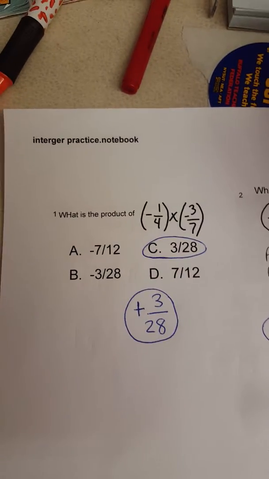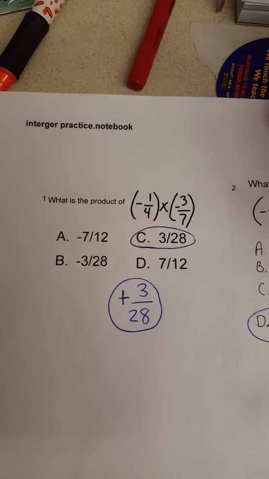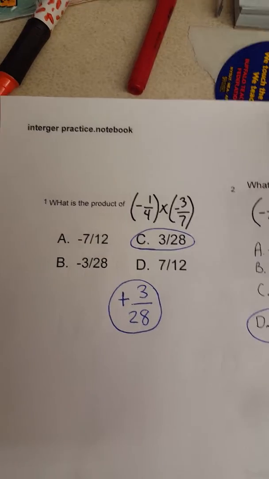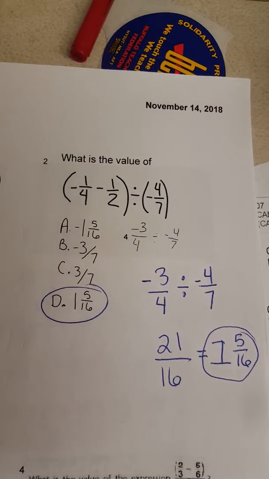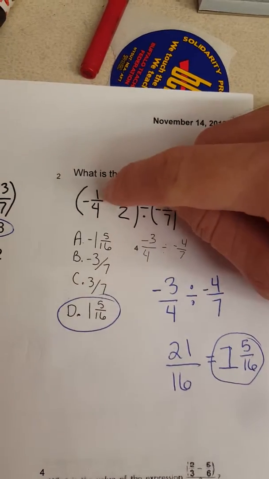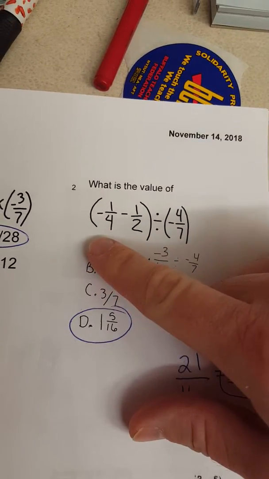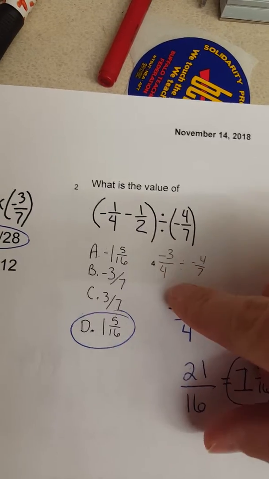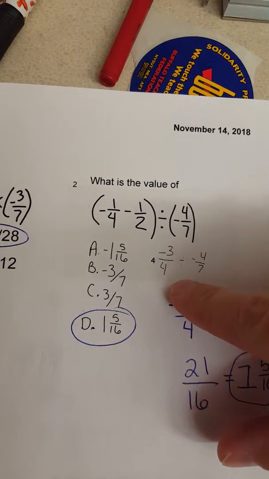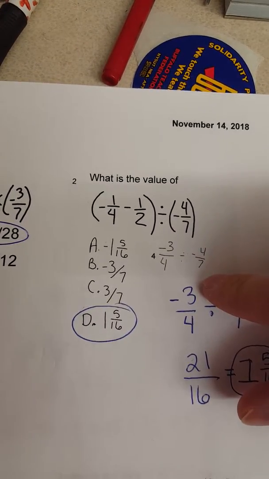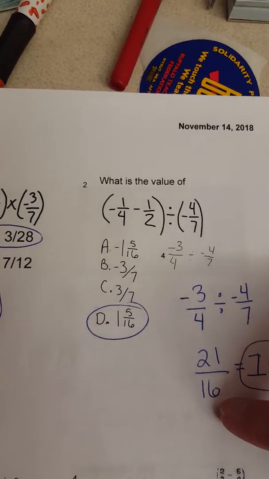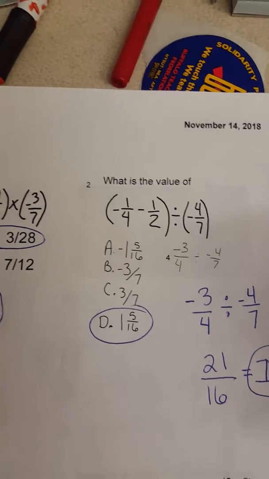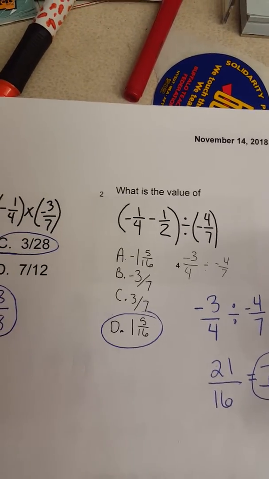So from the integer practice, question number 1 was simple. Punch it in the calculator, get your answer. The trick with question number 2 was that you needed to do this first, the negative 1/4 minus 1/2, and you get negative 3/4. Then divide that by the negative 4/7, and you get 21/16, which equals 1 5/16.